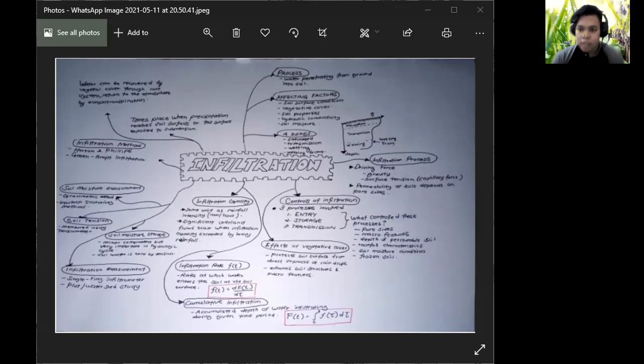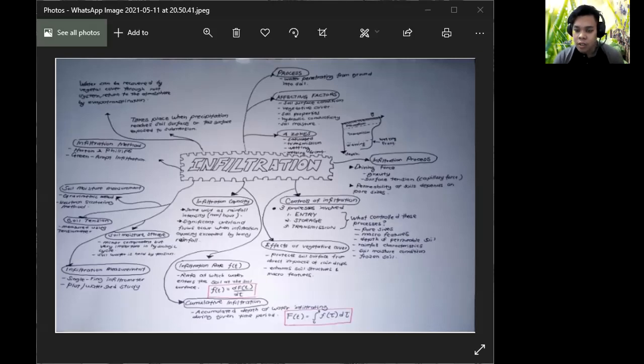Okay, for the vegetative cover, it is very important for the infiltration system. The effect of vegetative cover is that it protects the soil surface from the direct impact of raindrops. Next, it enhances soil structure and macro features. It means that if we have vegetative cover, it will be better for the soil infiltration system.